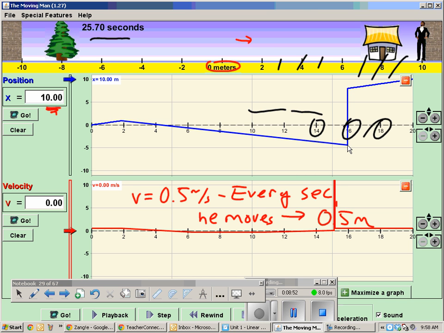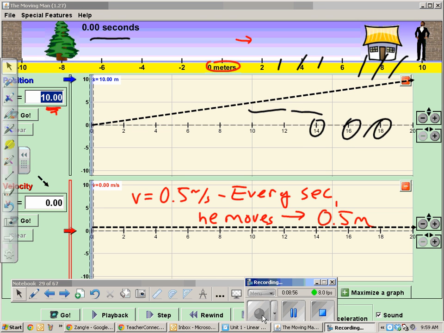Okay, I just drew the graph back in the way that it looked a second ago. But again, this tells us at any given time what his position is.